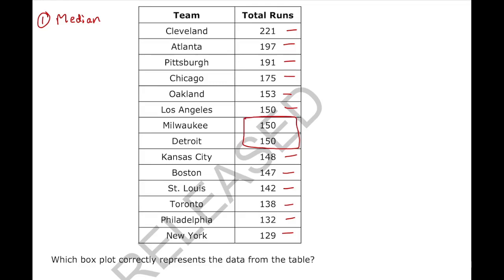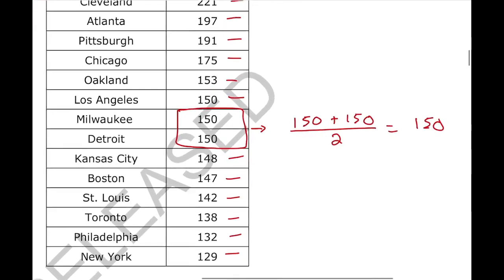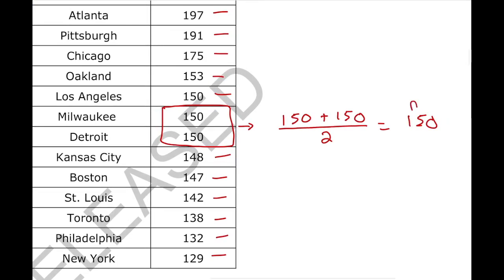But technically, we're still supposed to say, hey, if there are two numbers in the middle, you need to add those two numbers and then divide by 2. So we're going to say that 150 plus 150 equals 300, and that divided by 2 equals 150. So the median is going to be 150.